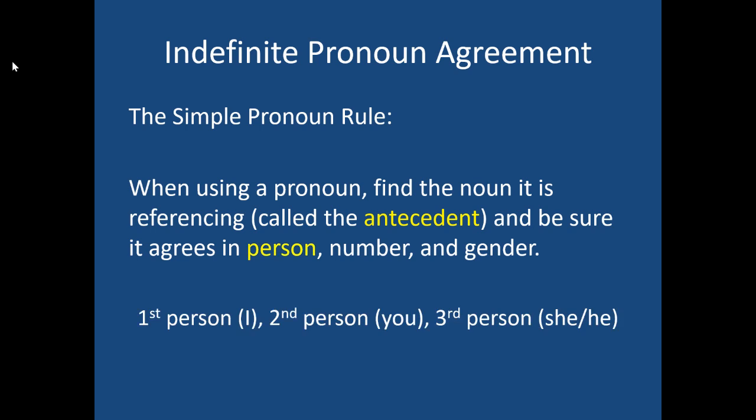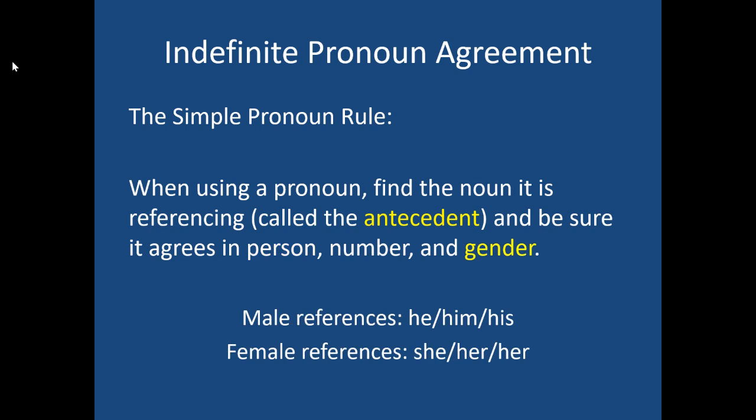So person's pretty easy. We have first person, second person, and third person. And as we learned, we should always make sure we don't shift our pronouns. So if we're already writing in first person, we remain in first person. We don't shift from first into second. Gender is also relatively easy. If we have a male in the sentence, we use male references like he, him, or his. If we have a female in the sentence, we make a female reference like she, her, or hers.